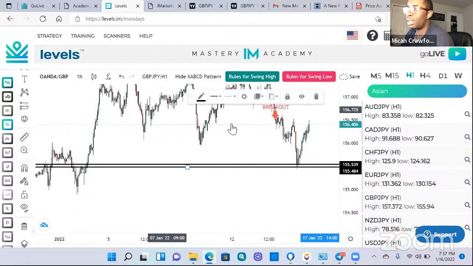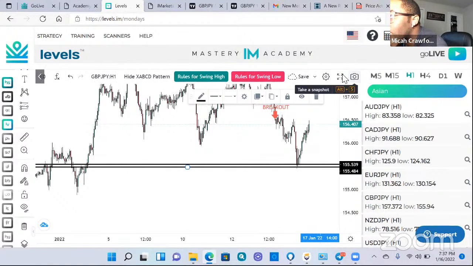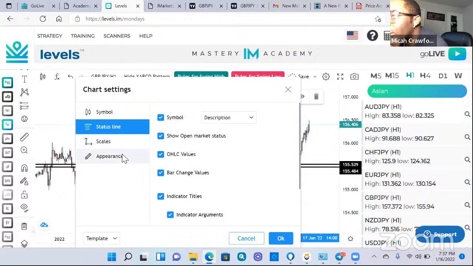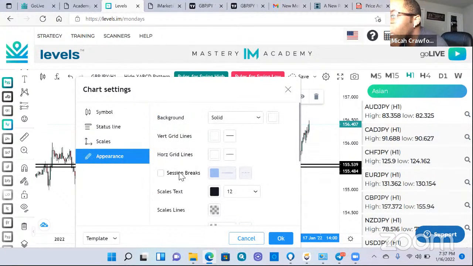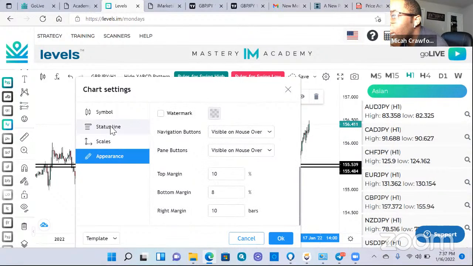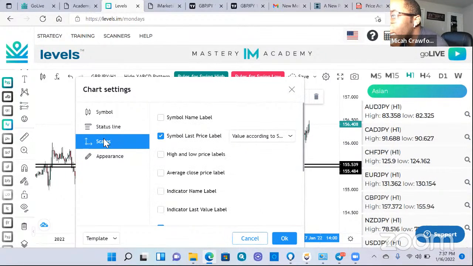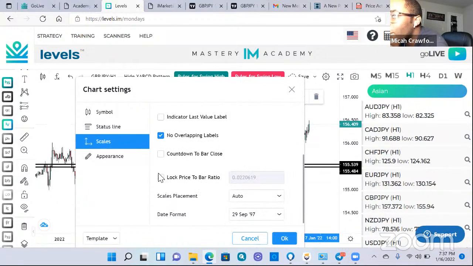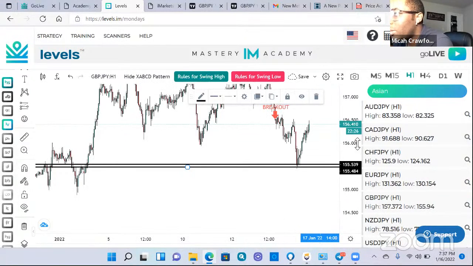I need to see how much time we have on this candle. I might call a trade tonight. Is it under appearance? I believe it's under appearance. Where is the timer? Timer scales. Symbol name. Countdown to bar close. There we go. That's what I wanted. And then hit OK. 22 minutes left.